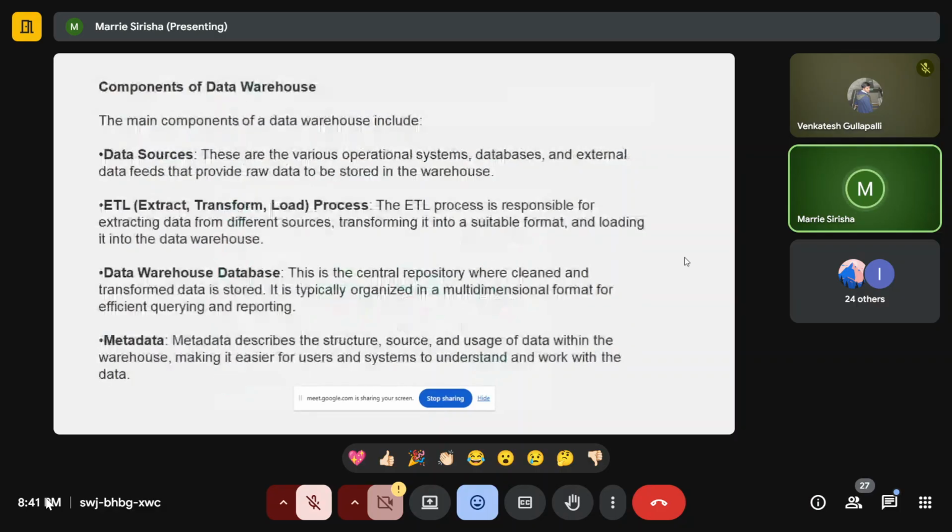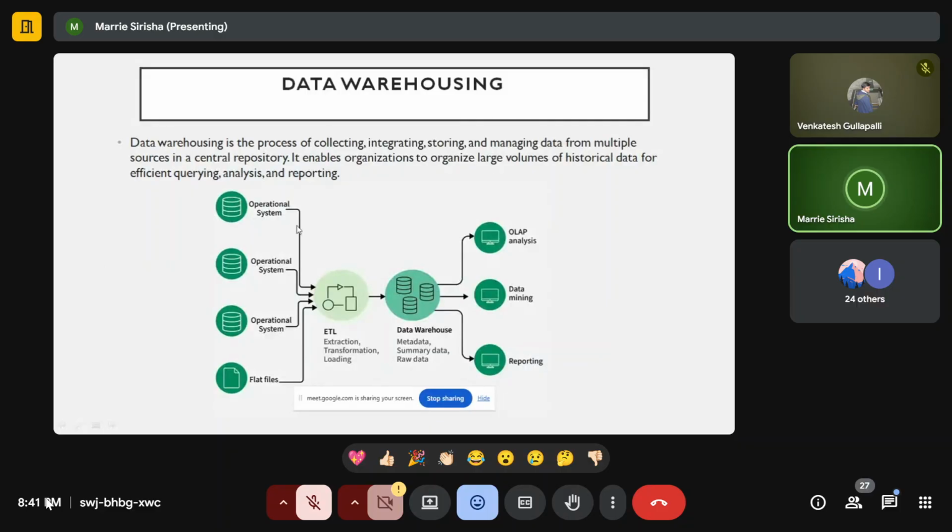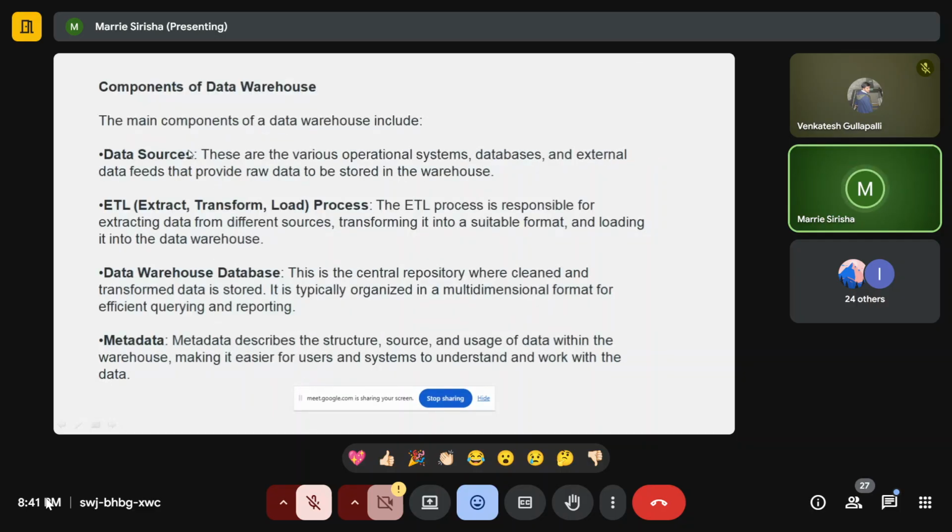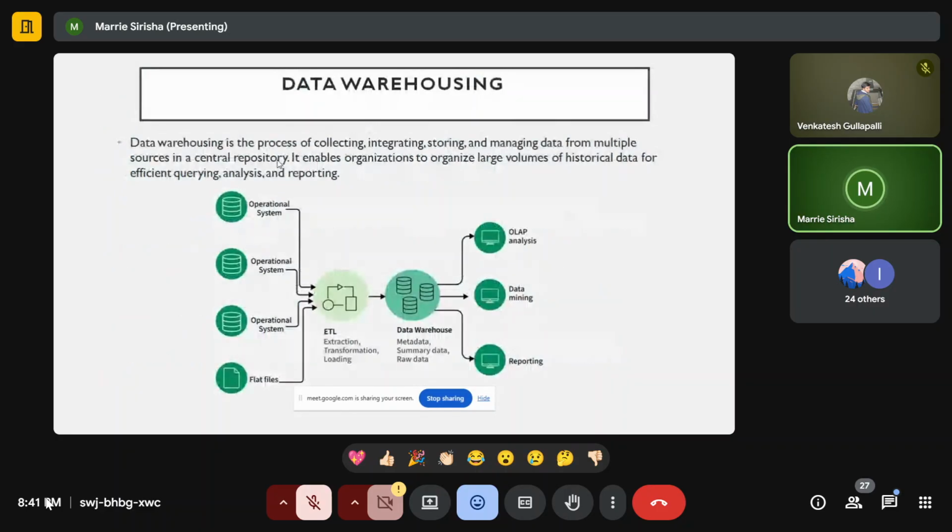So the components. We will discuss the main components. What are the main components? First one is data sources. As I told you, these are the sources: 1, 2, 3, 4, or you can take n number of sources. Some are operational systems, some are flat files. Data sources are the various operational systems, databases, and external data feeds that provide raw data to be stored in the warehouse. As I told you, these are the raw data.